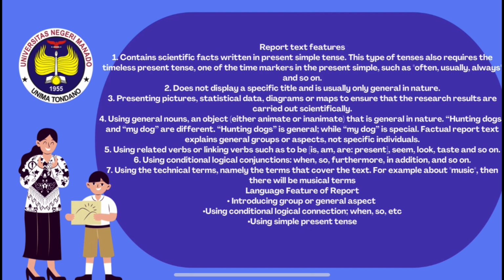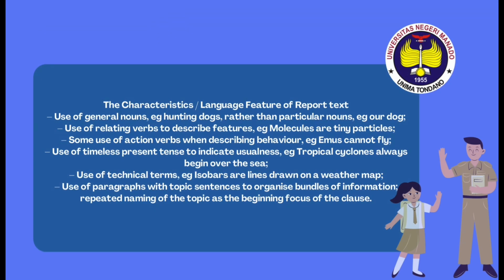First, introducing group or general aspect. Second, using conditional logical connection, when, so, etc. Third, using simple present tense. Fourth, use of general nouns, e.g. hunting dogs, rather than particular nouns, e.g. our dog. Fifth, use of relating verbs to describe features, e.g. molecules are tiny particles.